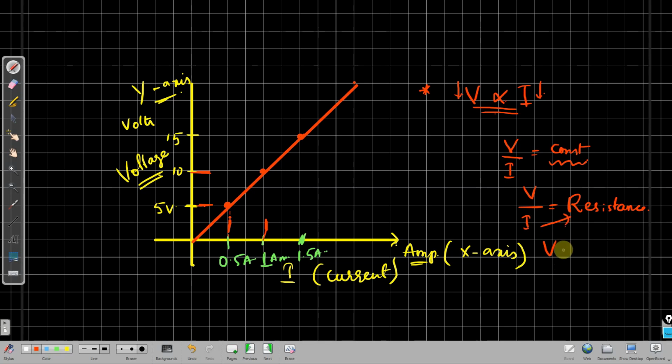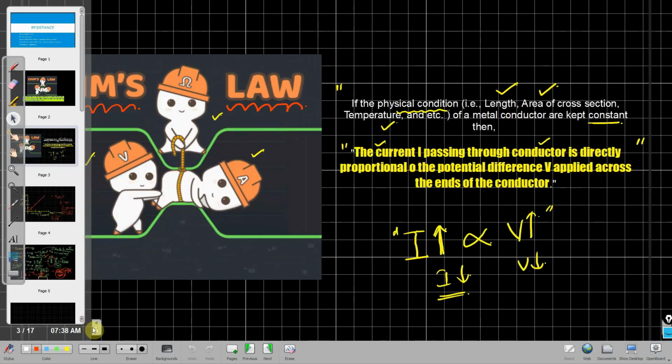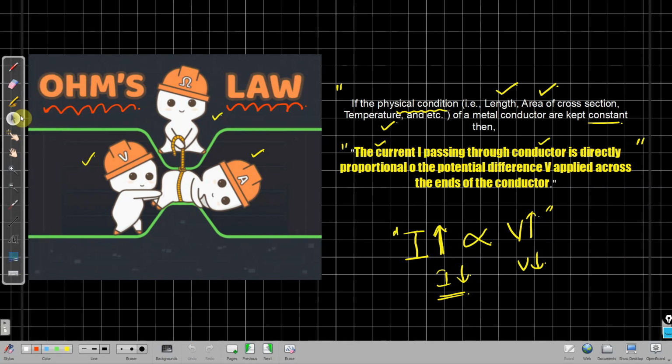If you send this I to that side, this is nothing but V is equal to I into R. This is the very fundamental formula called Ohm's law. V equals I R, where V is the voltage applied across the wire, I is the current passing through the wire, and R is the resistance of that wire. Okay. So this was the concept about Ohm's law. I hope you understood the concept very well and you have learned Ohm's law very well, right?